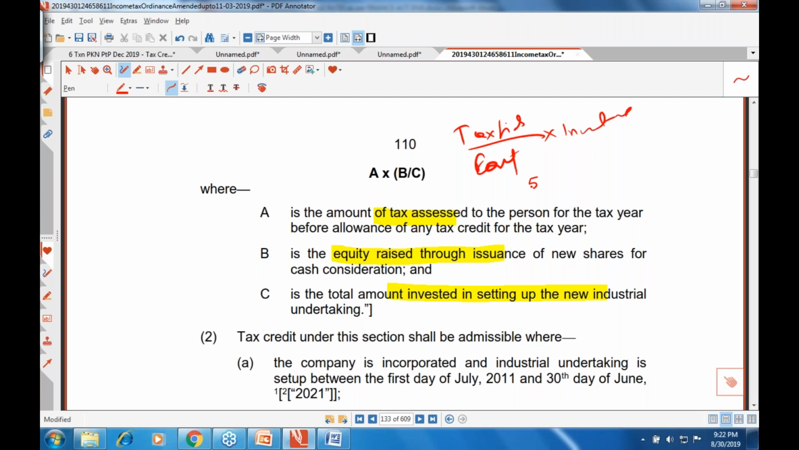For example, your tax liability is 5 million, the equity is 100 million, and the total investment is 200 million. So resultingly 5 divided by 100, this is 1 upon 20, and multiply by 200 million. So you end up getting 10 million as a tax credit. So how do you get tax credit? If you are investing in an industrial undertaking, you get the tax credit like this.